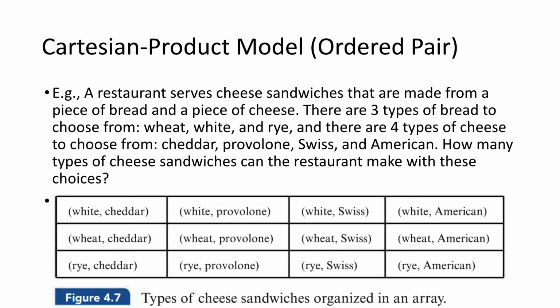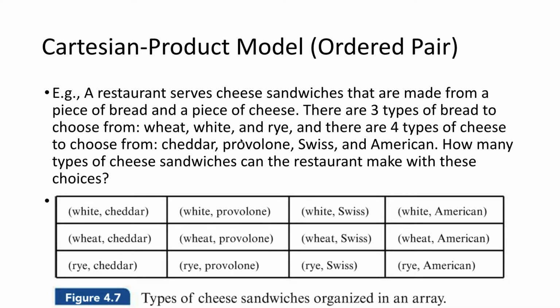So things like that. So for this example, a restaurant serves cheese sandwiches that are made from a piece of bread and a piece of cheese. There are 3 types of bread to choose from: wheat, white, and rye. And there are 4 types of cheese to choose from: cheddar, provolone, Swiss, and American. How many types of cheese sandwiches can the restaurant make with these choices? What is the best way, the systematic way to find number of combinations here?